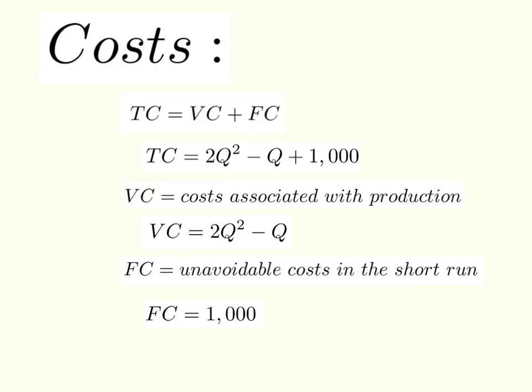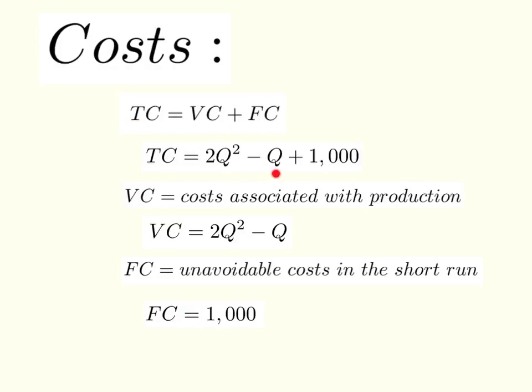Now, when we think about cost, we're going to want to differentiate between cost in the short run and cost in the long run. Right now, we're going to live in a world purely of the short run. And what this means is that our total cost function is going to be unique. In the short run, total cost is made up of variable cost and fixed cost. Again, variable cost and fixed cost. And these two costs make up our total cost function.